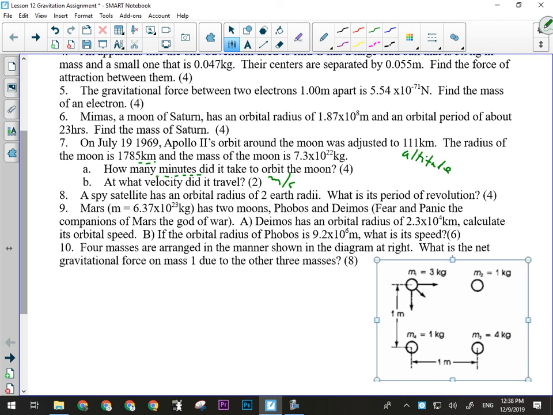Okay, number 8. A spy satellite has an orbital radius of 2 Earth radii. What is its period of revolution? So we're looking for how long it takes to make one orbit.